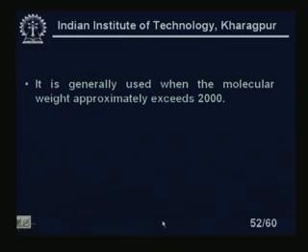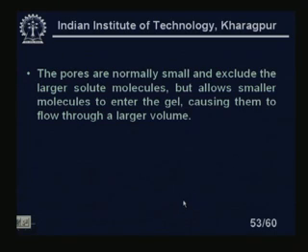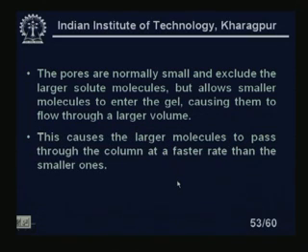Molecular exclusion chromatography is used when the molecular weight approximately exceeds 2000. This method is based on the porous property of the substrate to sort and separate sample mixtures according to size. The pores are normally small and exclude the larger solute molecules, but allow smaller molecules to enter the gel, causing them to flow through the larger volume. This causes the larger molecules to pass through the column at a faster rate than the smaller ones.